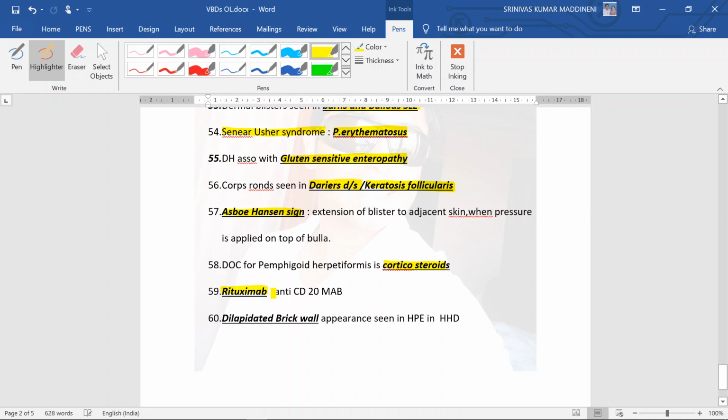Rituximab is very much asked in recent times. It is an anti-CD20 monoclonal antibody. Dilapidated brick wall appearance is seen in histopathology in Hailey-Hailey disease.